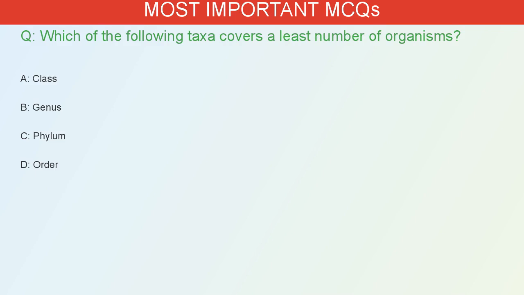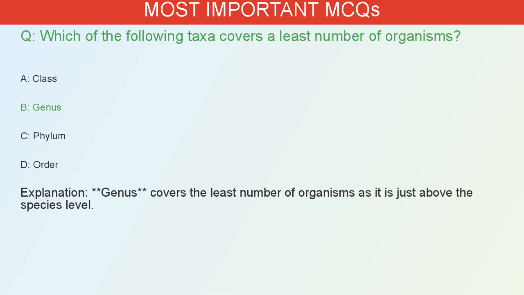Which of the following taxa covers the least number of organisms? A. Class. B. Genus. C. Phylum. D. Order. The correct answer is B. Genus covers the least number of organisms as it is just above the species level.